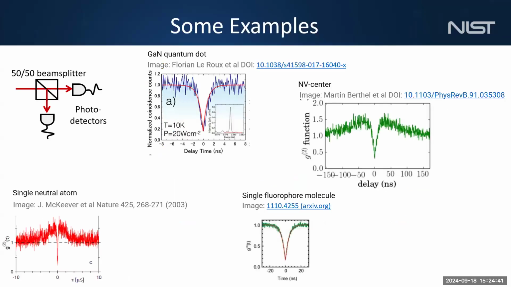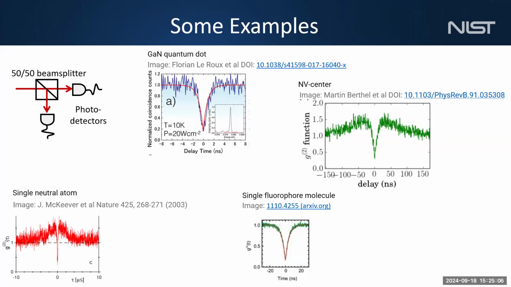Here are the examples of quantum systems. Like I said, the quantum dots. So we are really looking at this point here. And the closer this is to zero, the better it is as a single photon source. So this is a single photon. NV center is a good single photon source. A fluorophore molecule can be a good single photon source. And of course, your single neutral atoms can be.